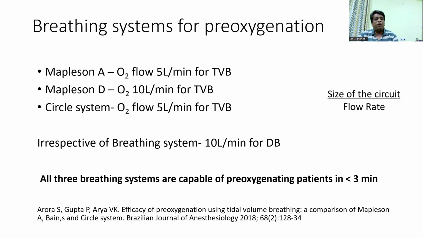So irrespective of whichever circuit you are using, if you can keep the flow rate around 5 to 10 liters per minute, all the breathing systems are capable of pre-oxygenating patients within 3 minutes. Again, this time is directly related to the ratio of the size of the circuit to the flow rate.